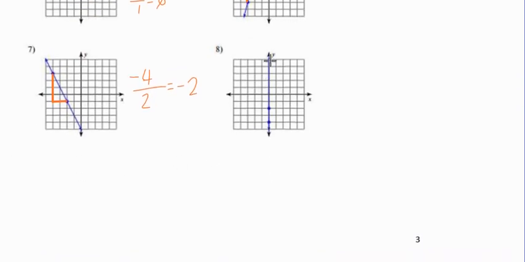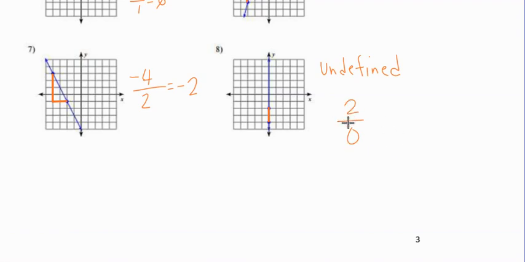For number 8, if you see this blue line here, it's a vertical line. So we talked about how the slope of a vertical line is undefined. Okay, undefined. Now let's talk about why that is. So if we look at our rise here, this is rising 2, looks like, or going down 2. That's kind of hard to determine. We'll say rising 2. And our run is 0. We're not going left or right, right?